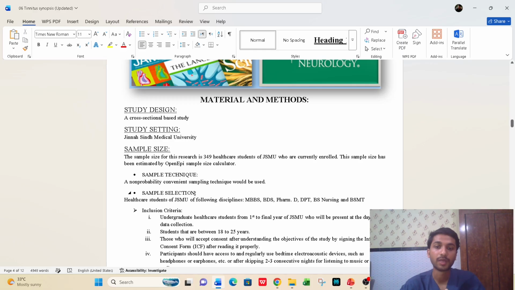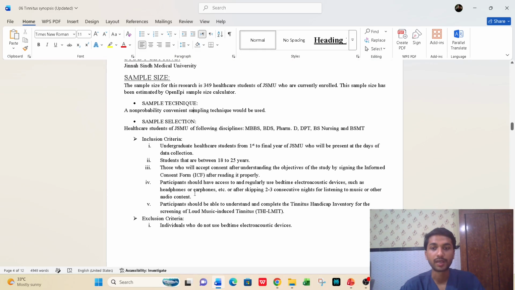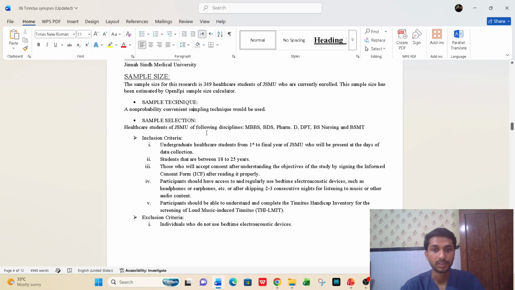After that, you have to make the sample selection. You have to mention how you are selecting the sample. So here, healthcare students of this university and this discipline are selected from this year to this year, and from this age to this age, and if they accept the informed consent form, and if the participants have access to and regularly use these devices, to make sure that they are a relatable population, and if they understand this type of questionnaire.